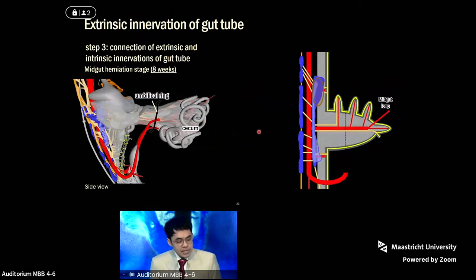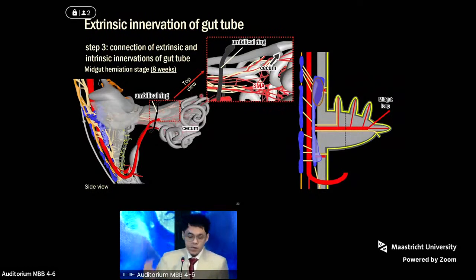After that, during the midgut herniation stage, when the midgut loop also protrudes extra-abdominally, this one is the midgut part. If I zoom in here and see from the top view, you can see that the extrinsic nerve in sand color here extends along the superior mesenteric artery in red here and connects to the intrinsic system at the cecum and also the first loop of the midgut.